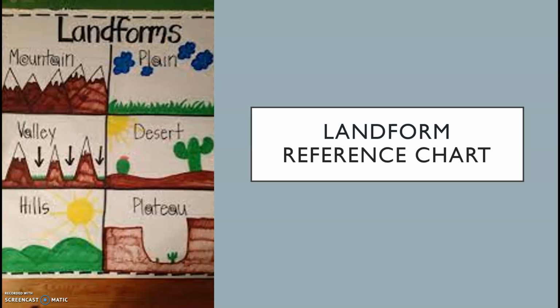It's really, really hot there. Hills, so you see the hills. They're not quite as tall as the mountains, but they are raised and a little bit higher than the plain would be. And then last, our plateau. So it looks like a desert. You see there's a little cactus because it's hot, rocky, sandy. Okay, so I'm going to leave this up here, and you can come look at it if you need to. Look back and kind of see what your landform looks like.